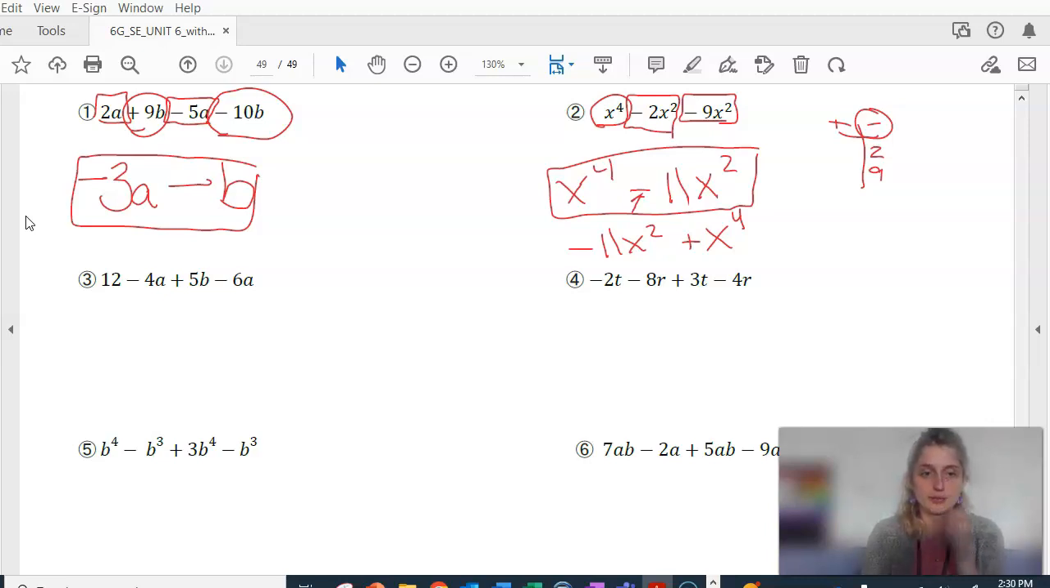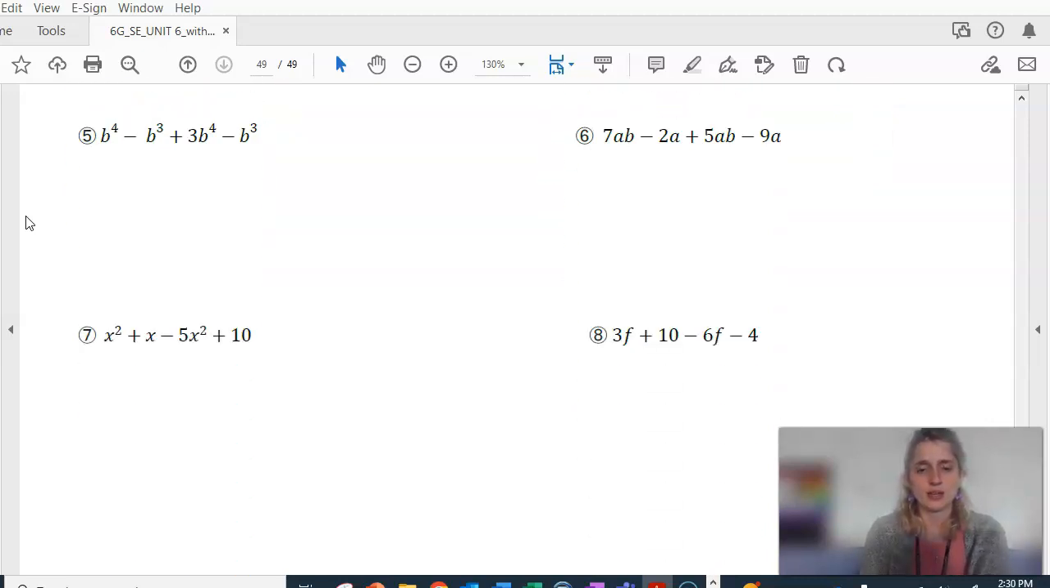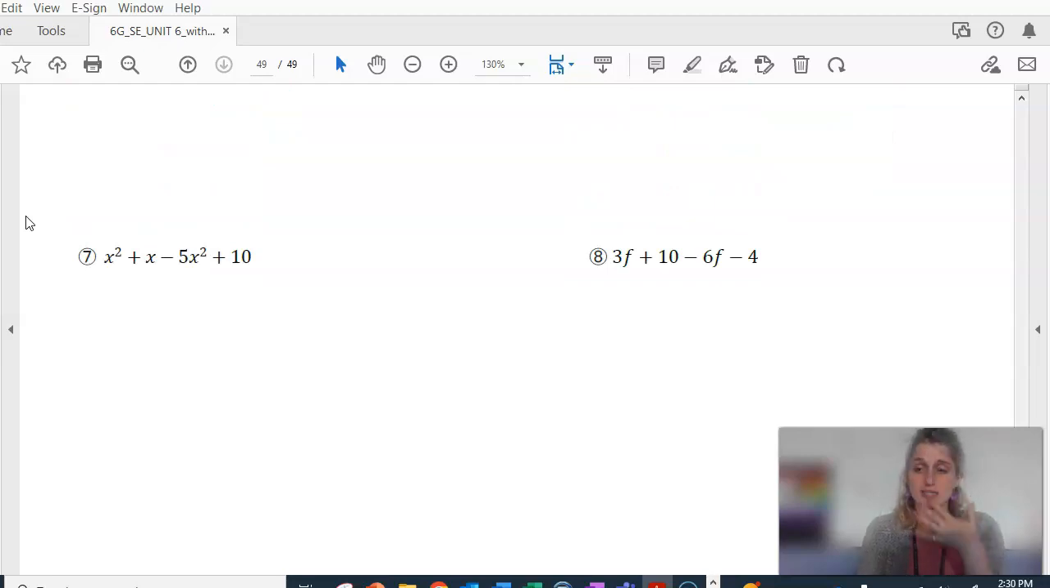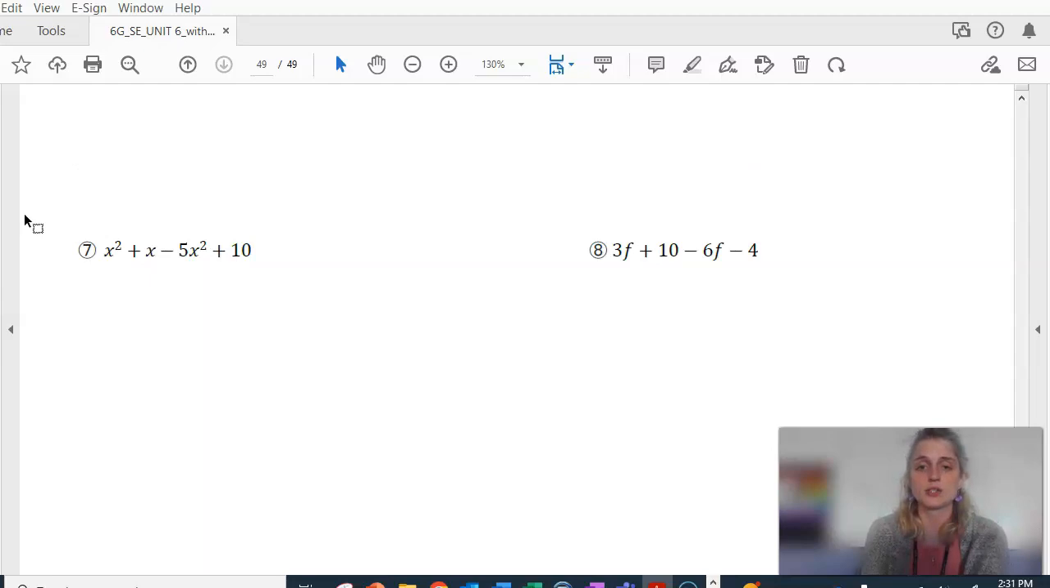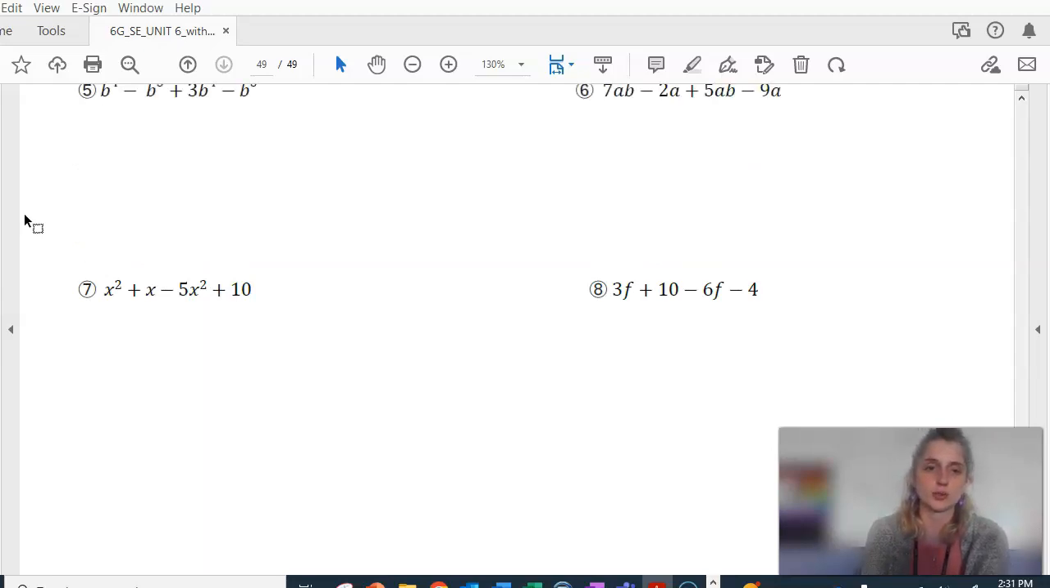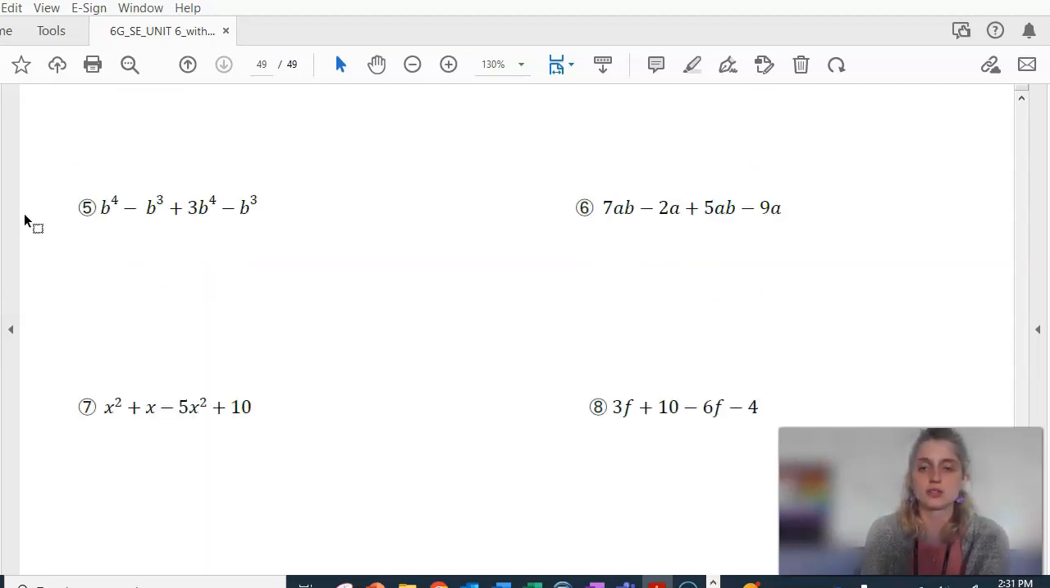So you have 6 more that you need to do. It's a single-sided page. Make sure that you're watching out for your variables. They need to be the same letter and the same exponent. That's it.